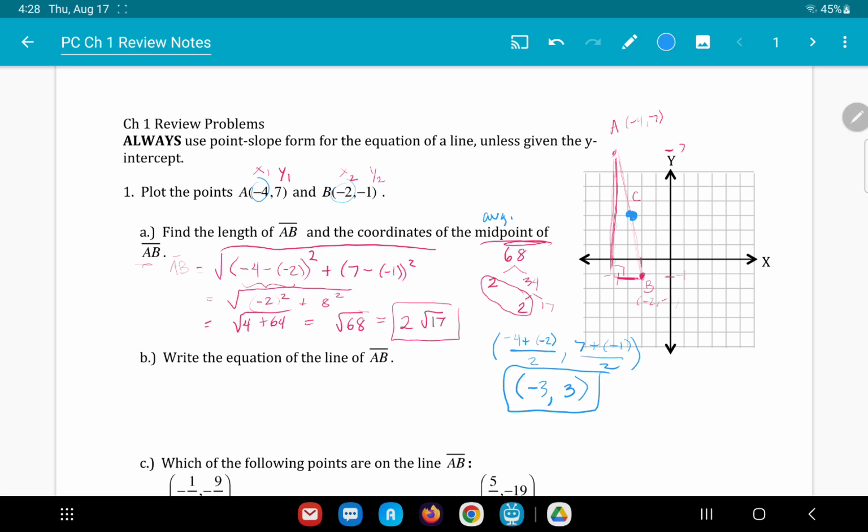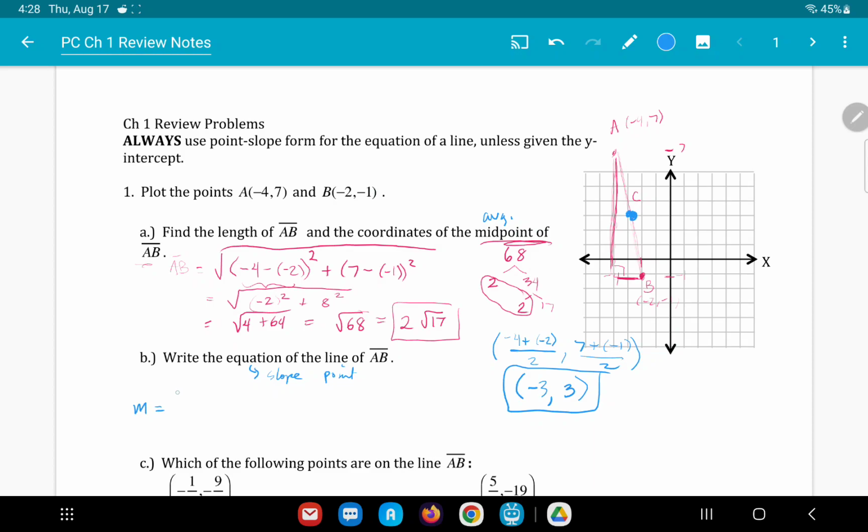Write the equation of the line of AB. All right, so we already have our 2 points. I guess all we got to do then is, if we need an equation, we definitely need a slope, and we need one of those points. We already have those points. It's given to us, right? It's already here. But what we need is a slope. So let's go ahead and find the slope of AB.